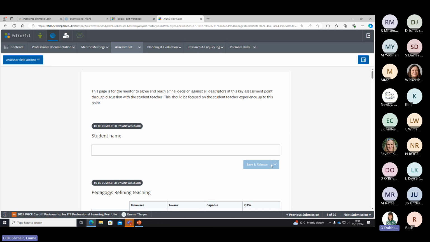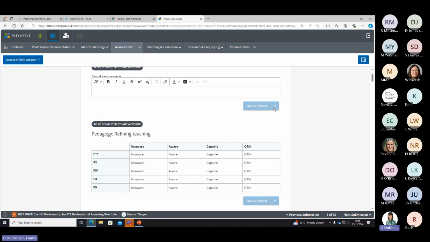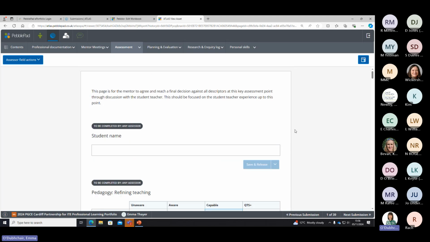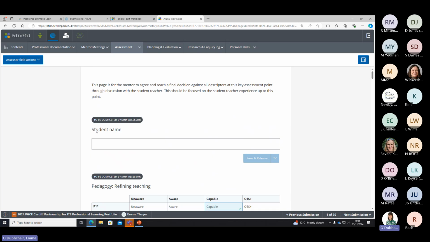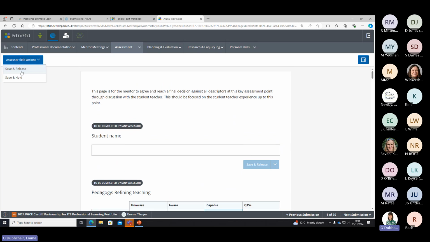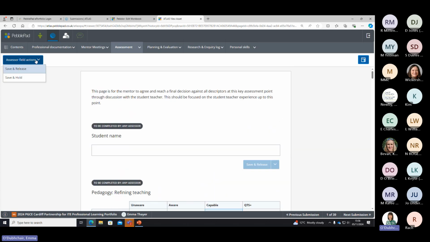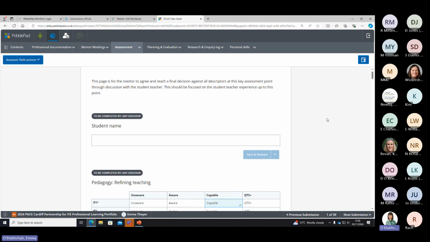Now, you will notice that built into the form are lots of these drop-down menus, which will give you the option to save and hold or save and release. The problem with those is that if you miss one and you haven't just used the catch-all save and hold or save and release in the top left, they may be invisible to the student teacher if you haven't released them. So my top tip is to use that top one, save and hold or save and release, when you're ready to share it with the students.